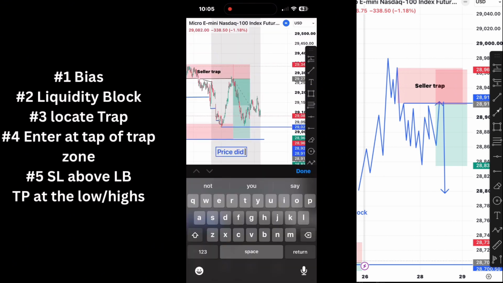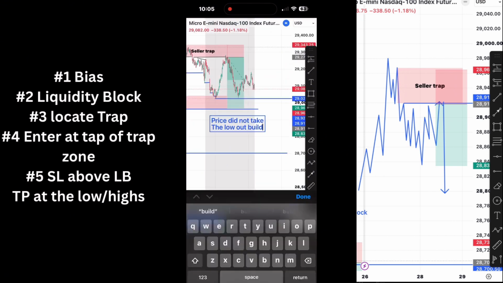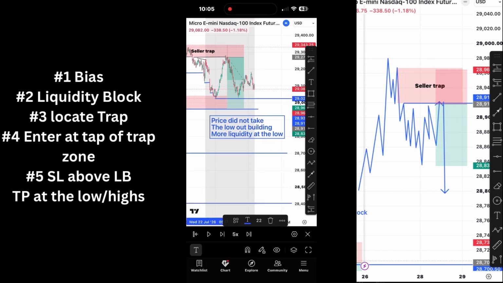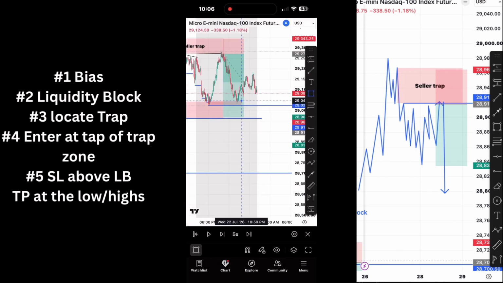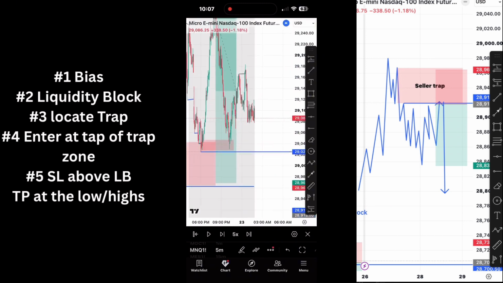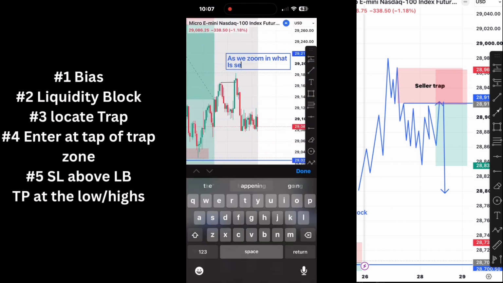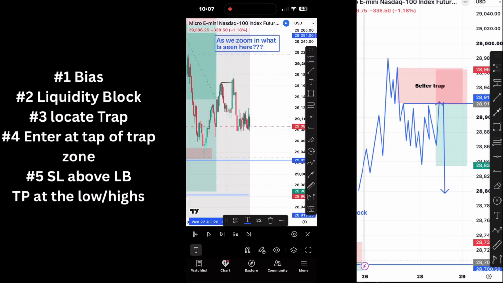Always pay yourself. If I'm ever in with just one contract, I may just pull my full profits there sometimes, just depending on how the price action is playing out. But when price doesn't take that low right there, we just built more liquidity, giving us a second trade idea to trade into these lows with.